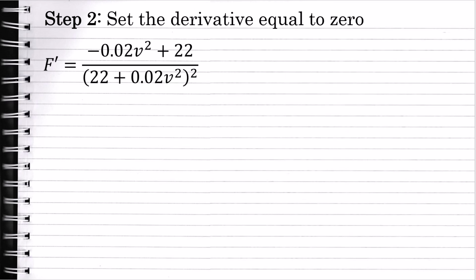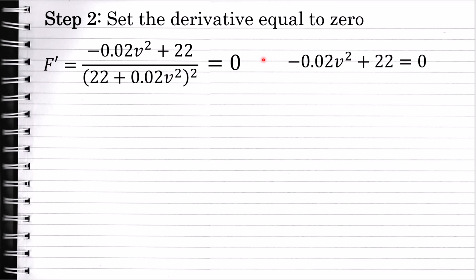Now that we have the derivative of F, we can move on to step 2, which is where we take that derivative and set it equal to 0. In this case, F was a fraction, and the only way a fraction can be 0 is if the numerator is equal to 0. So setting this derivative equal to 0 is as simple as taking the numerator, negative 0.02 V squared plus 22, and setting that equal to 0. This equation now represents when the derivative is equal to 0.